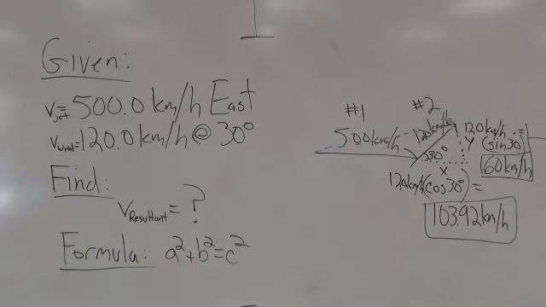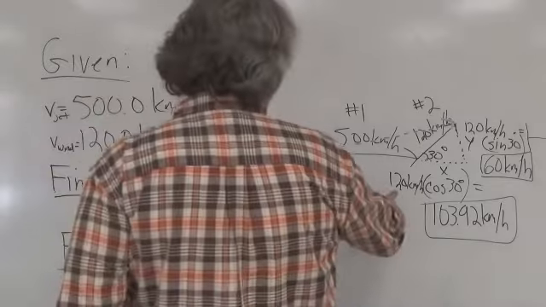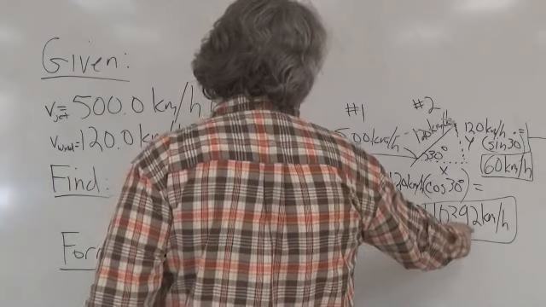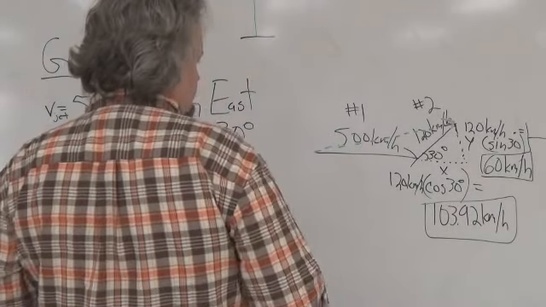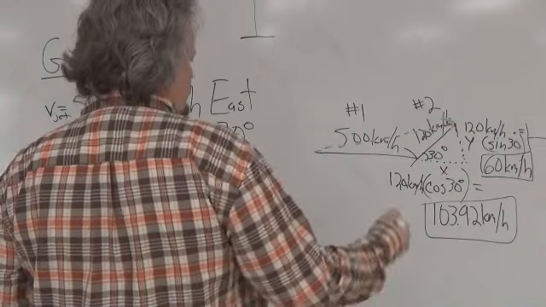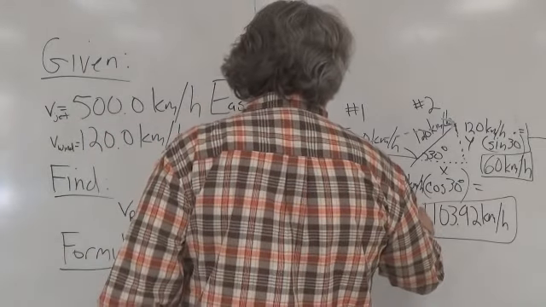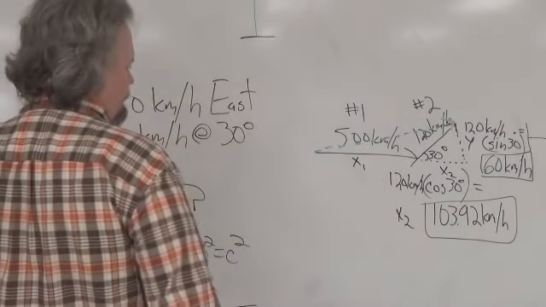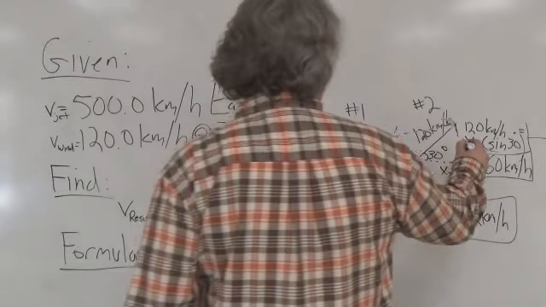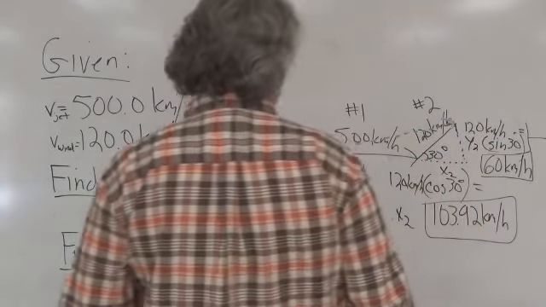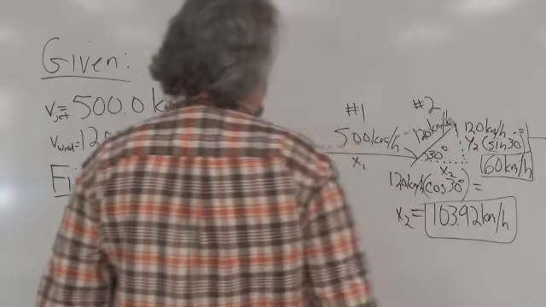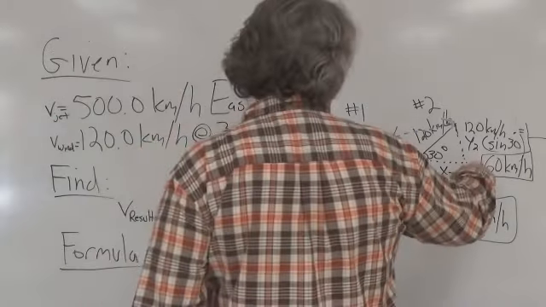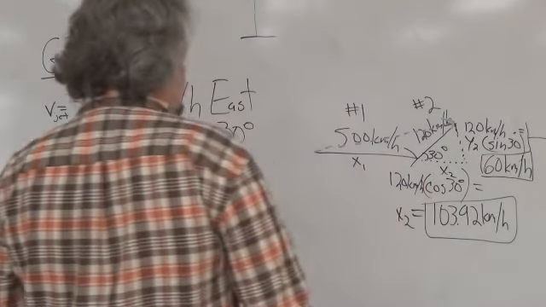Alright, so when you multiplied the 120 times cosine 30 degrees, you came up with 103.92. Okay? So let's call that x2, because this is the second vector. We'll call this one x1 for the first one. We'll call this y2 because it came off of the second vector. So x2 is 103.92 kilometers per hour. y2 is 60 kilometers per hour.